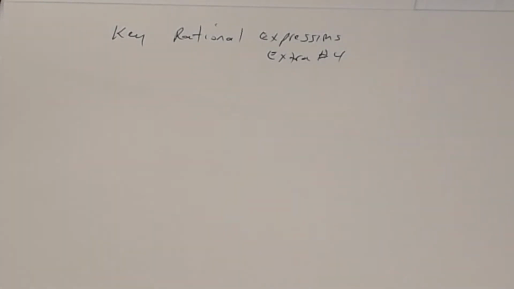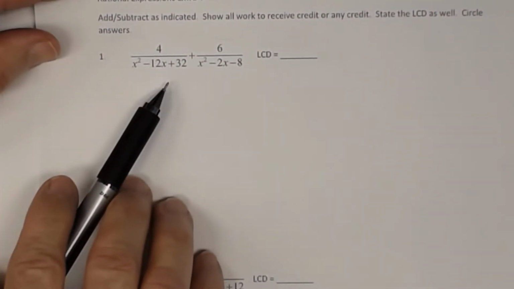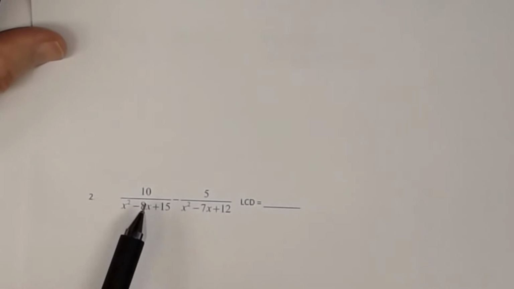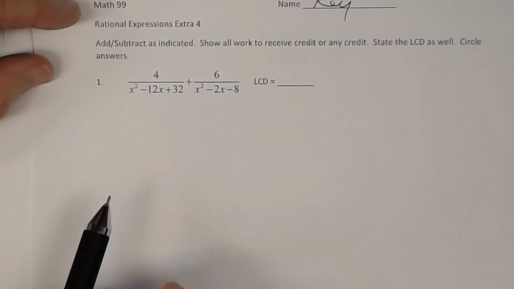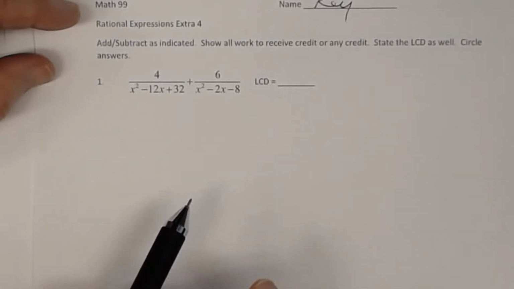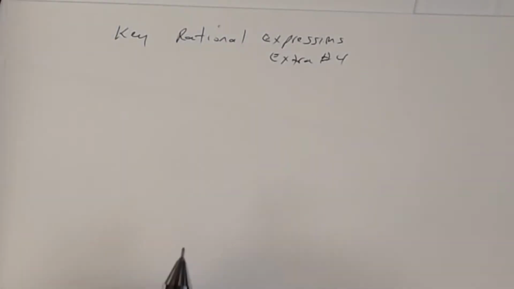This is the key to Rational Expressions Extra Number 4. Notice you had two problems in this one. You had two rational expressions that you were adding together, and then two that you were subtracting. And remember, it does say show all work to receive any credit and state the LCD as well, and then circle your answer. So in number 1, I'm going to go ahead and rewrite number 1.